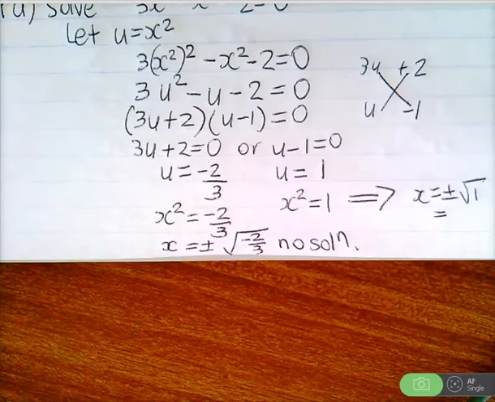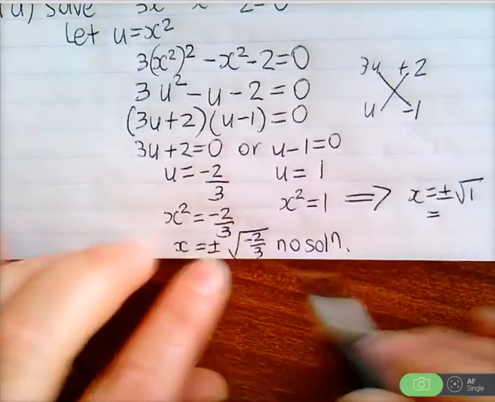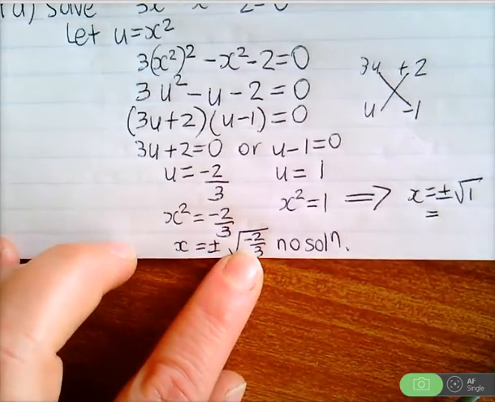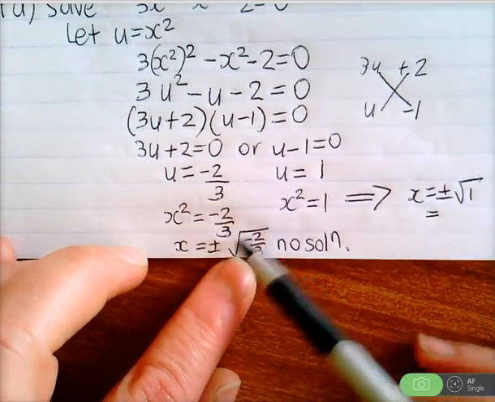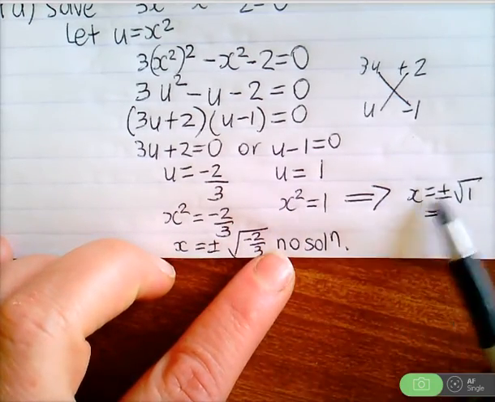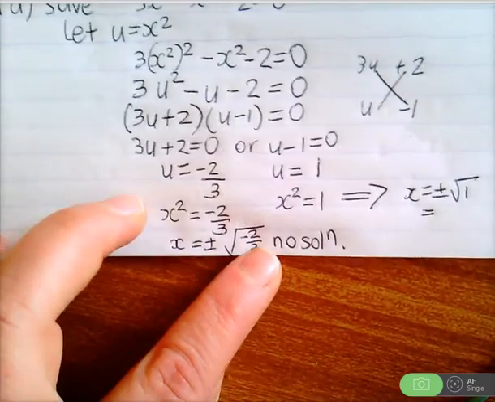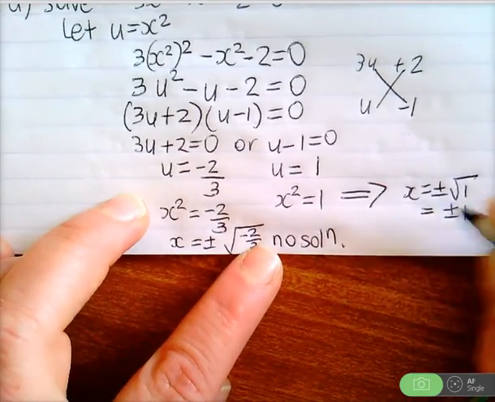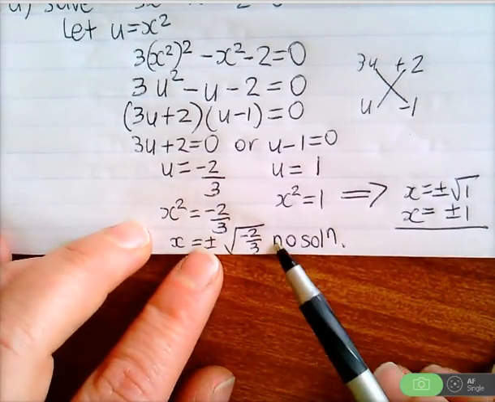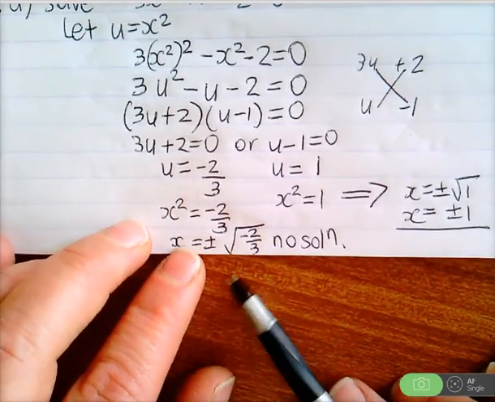It's something times itself. The same thing has to give you what's under that square root sign, and that doesn't. So what have I got here? x squared equals negative 2/3 has no solution, and the other one is x equals plus or minus the square root of 1. What's that answer? Plus or minus 1. So your answer is x equals plus or minus 1. You must also show that the other has no solution, otherwise you lose that mark.